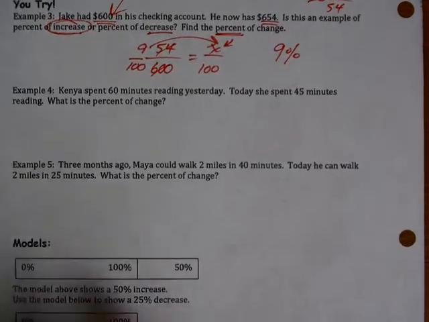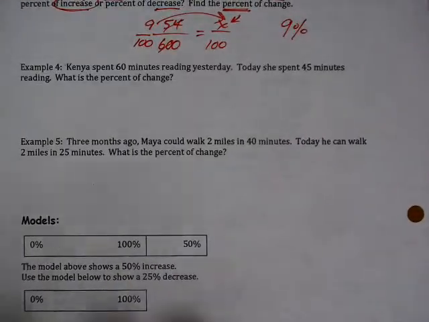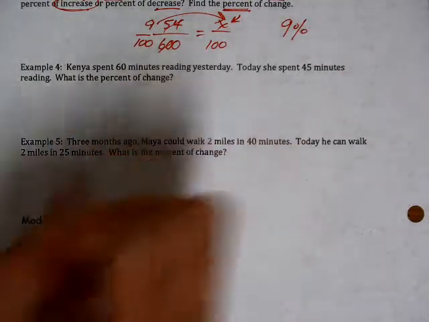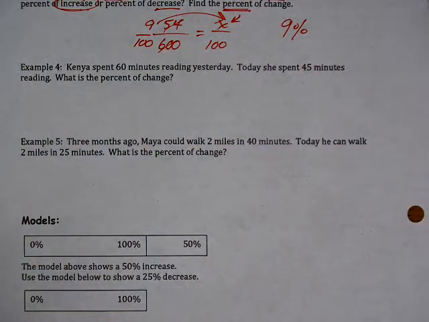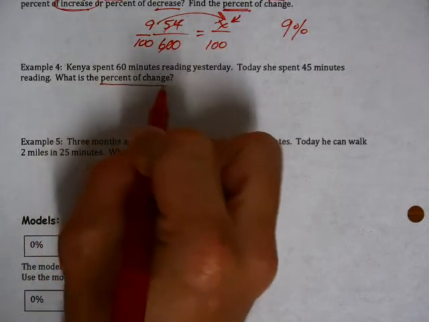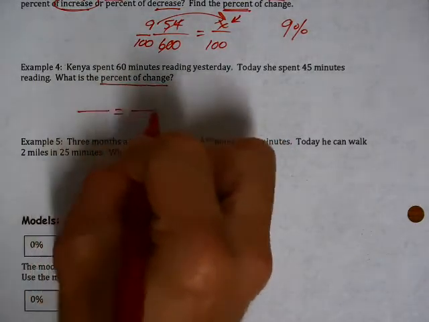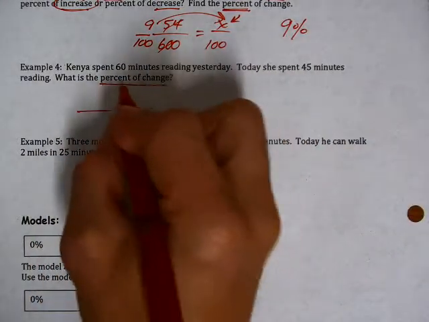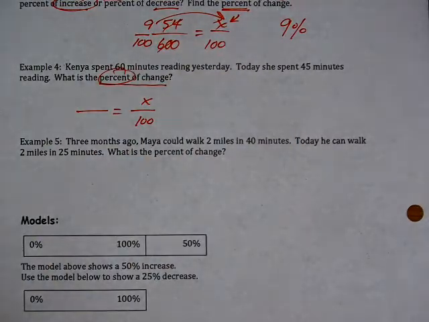Alright? Example 4. Kenya spent 60 minutes reading yesterday. Today she spent 45 minutes reading. What is the percent of change? Okay, so again, we set this up. We're trying to find the actual percent, so the x is going to go there.